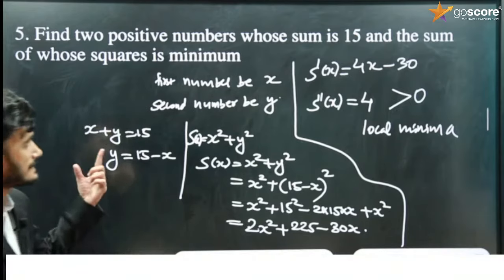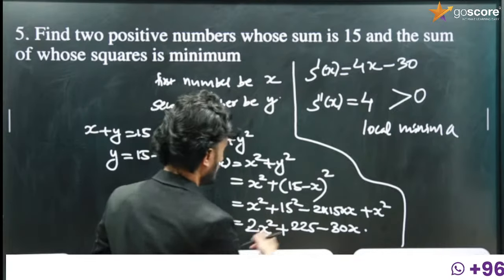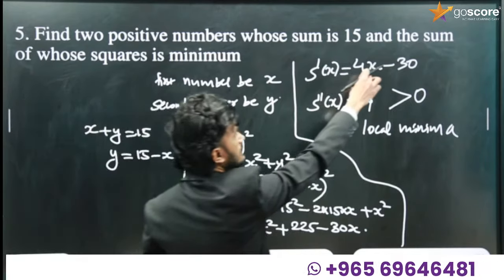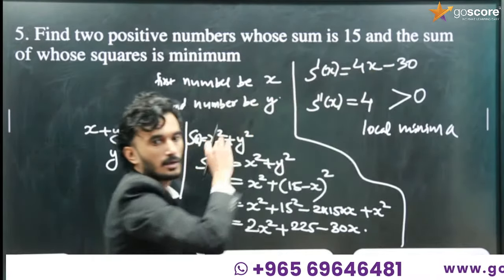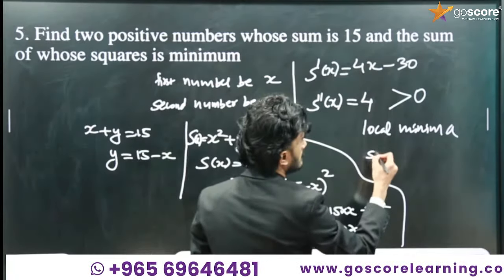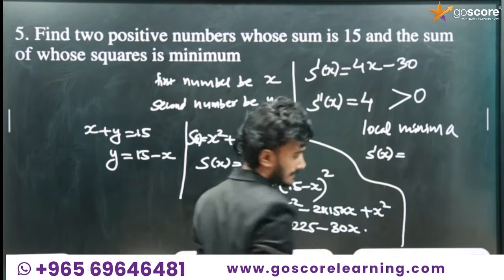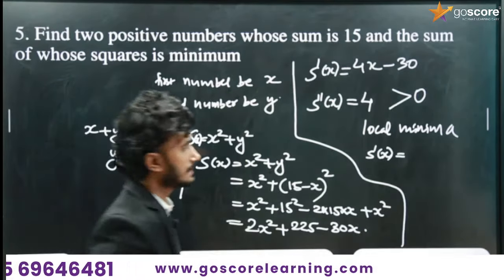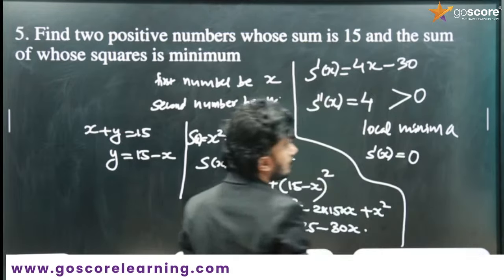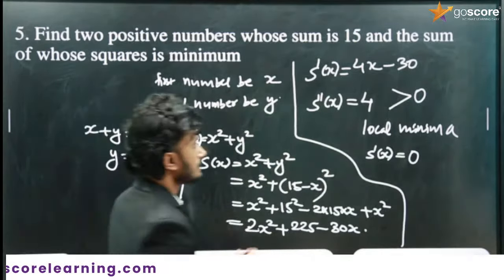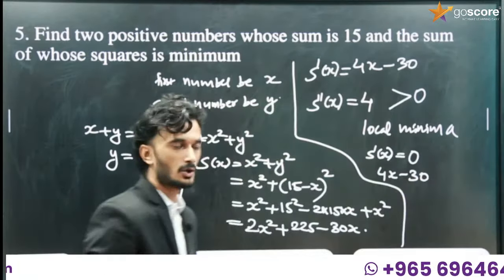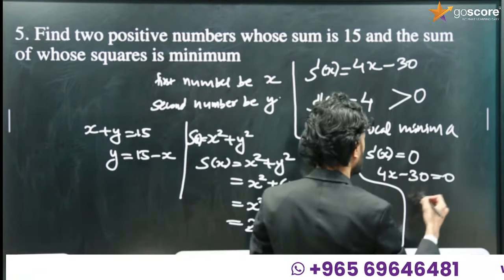So what will be x? We can find x by equating this value with 0. We want to find the critical point. So what is the critical point? The critical point is s dash of x equal to 0. So 4x minus 30 is equal to 0.